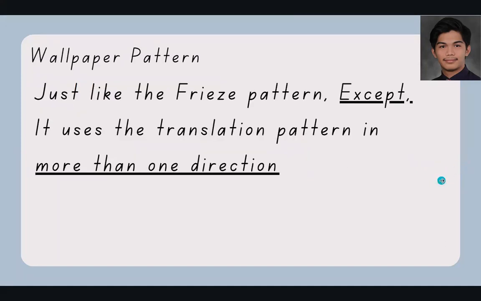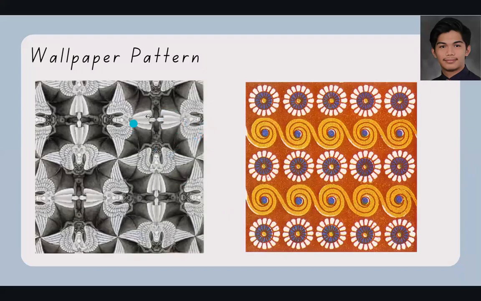Now we move on to the last type of symmetric patterns, the wallpaper pattern. This is like the frieze pattern where it uses translation symmetry as a base to indefinitely form repeating motifs in one direction, except wallpaper pattern uses translation symmetry in more than one direction to cover the whole plane. As you can see from the example here, this shows a wallpaper pattern that covers the whole plane. In this case, the isometries contained in it are translation and fourfold rotations.